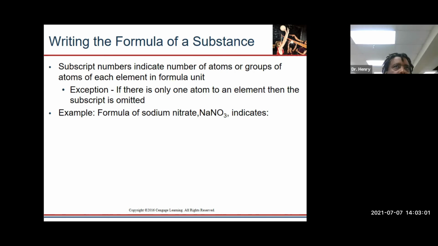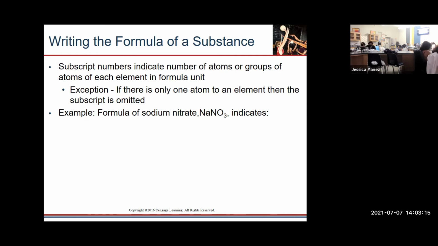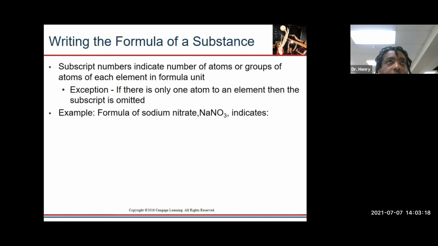Okay, so at this point, you guys should be very familiar with chemical formulas, right? So here's an example. We have sodium nitrate. Sodium nitrate is composed of how many sodiums? One sodium. How many nitrogens? One nitrogen. How many oxygens? 3. So we have 1 sodium, 1 nitrogen, and 3 oxygens.